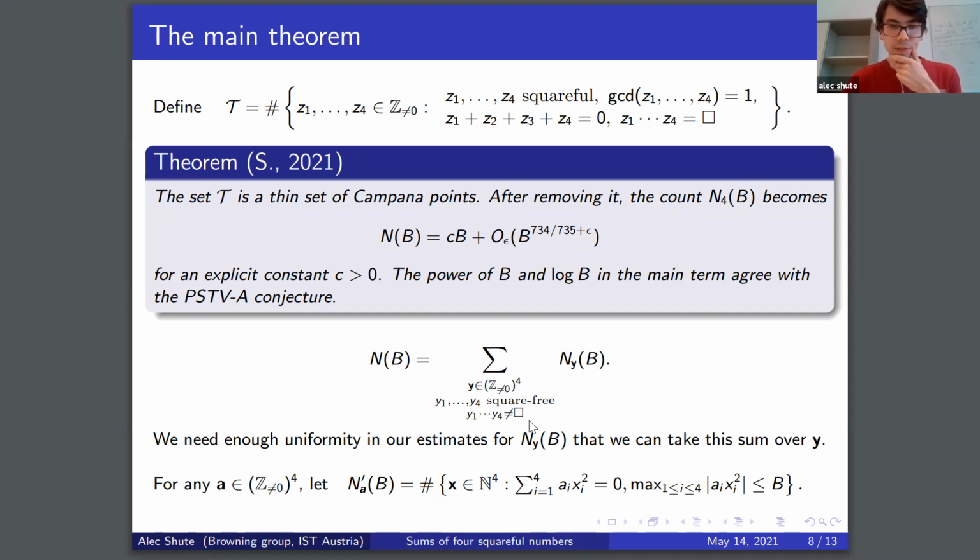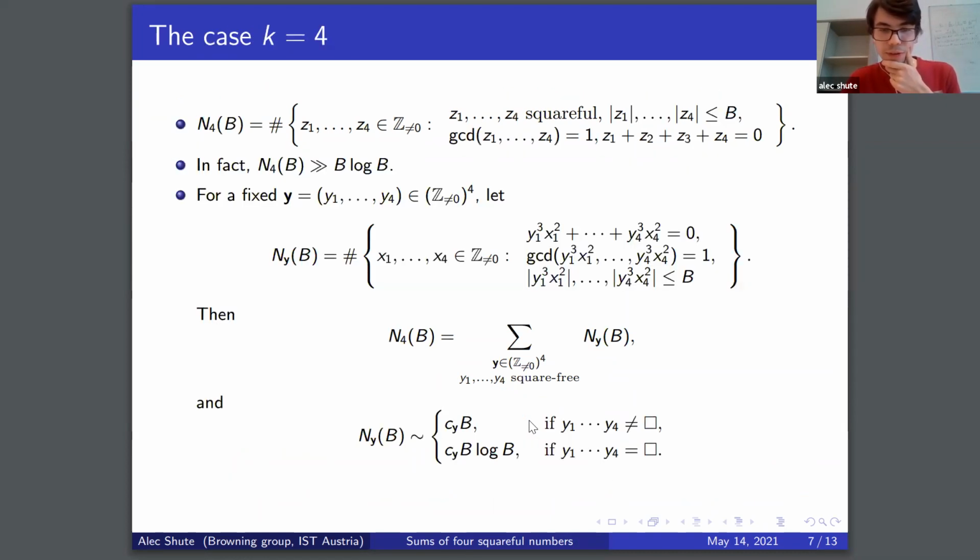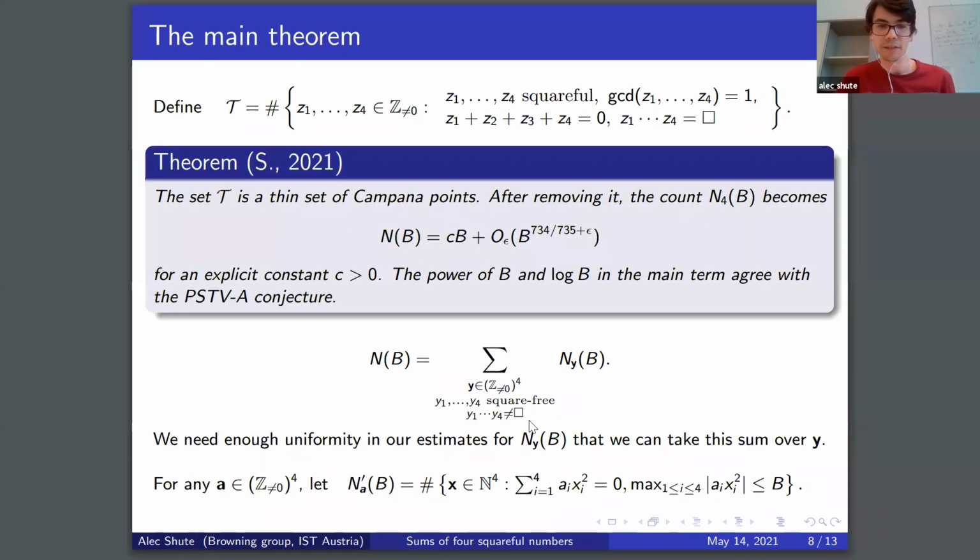And then, at the bottom of the last slide, we found an asymptotic for N_y(B) for each y. But the trouble is that the error terms here are going to depend on y. So really the challenge in proving this theorem is to get enough uniformity in our estimates for N_y(B) that we can actually take this sum over y and maintain good enough control over our error terms.